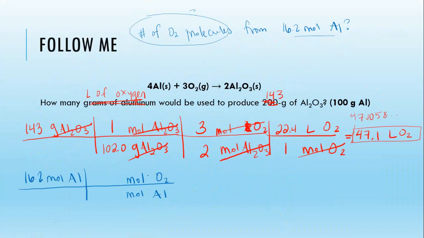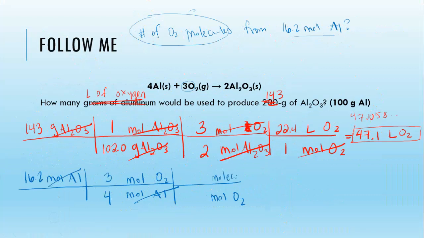Okay. How many moles of aluminum? It takes 4 moles of aluminum to go with 3 moles of O2. Moles of aluminum cancels, and then I have to put moles of O2 in the bottom. I can't stop because I want the number of oxygen molecules.